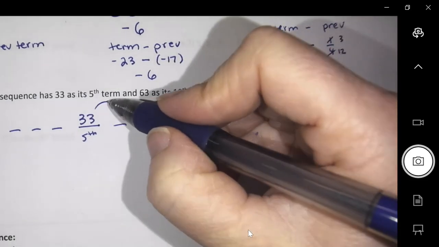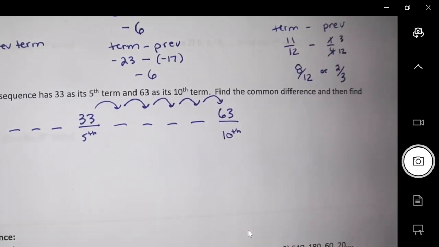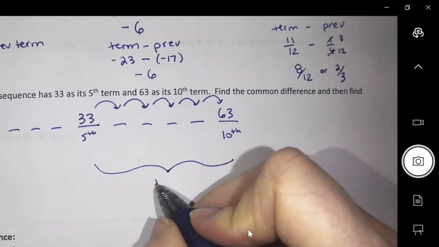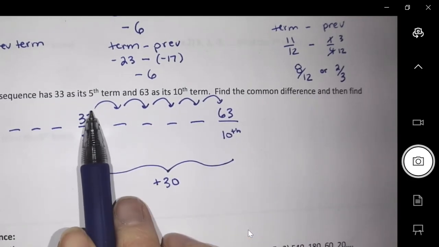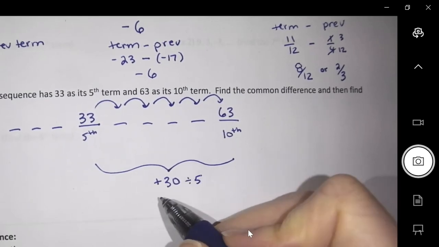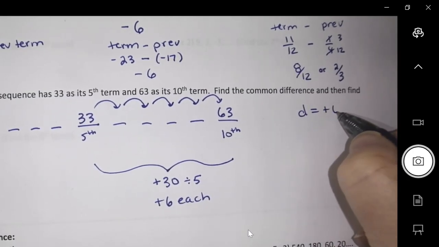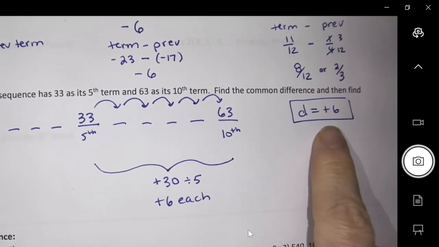Okay, so I added something, and then again, and then again, and then again, and then again. So why don't we say, how much did we go up that whole span? How much is that increasing? 30. I went up 30, and I made 1, 2, 3, 4, 5 jumps. So what would I do? Divide by 5, which means each jump would have been adding 6, 6, 6. Does that make sense? So I'm going to say the common difference was adding 6.